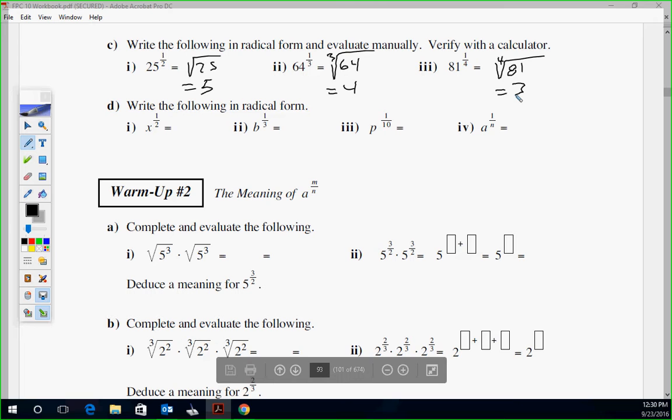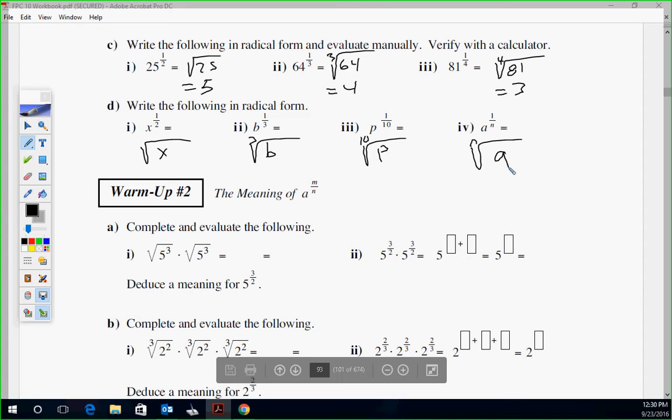Write the following in radical form. This is just with variables, so that's square root of x. That's cube root of b. That's 10th root of p. That is n root of a. So we're really hammering home the definition that the denominator of the fraction is the index of the radical. This book likes to be repetitive.